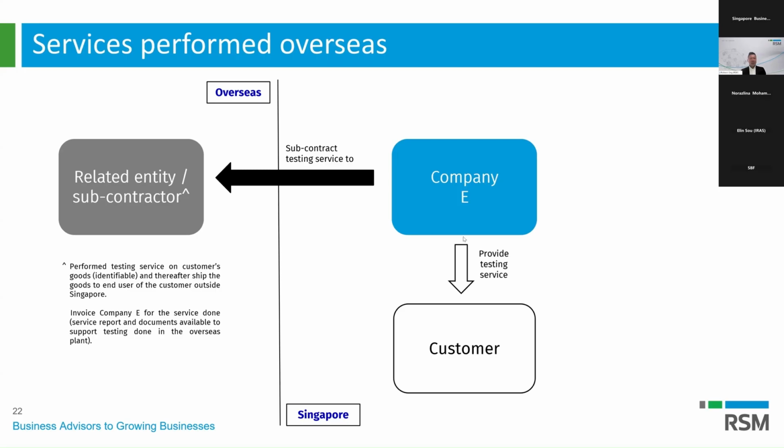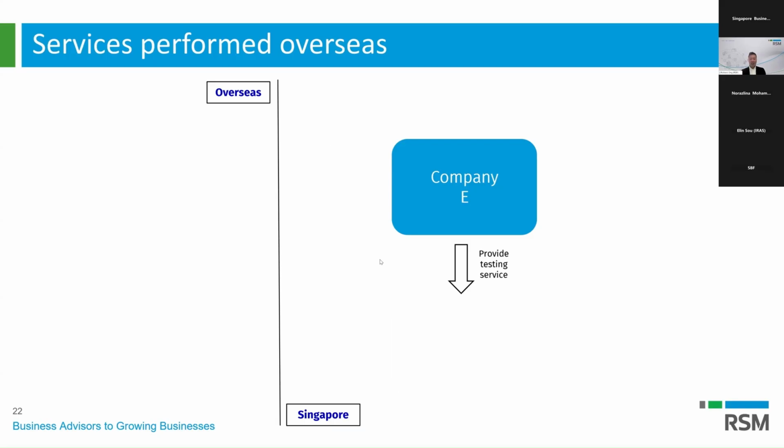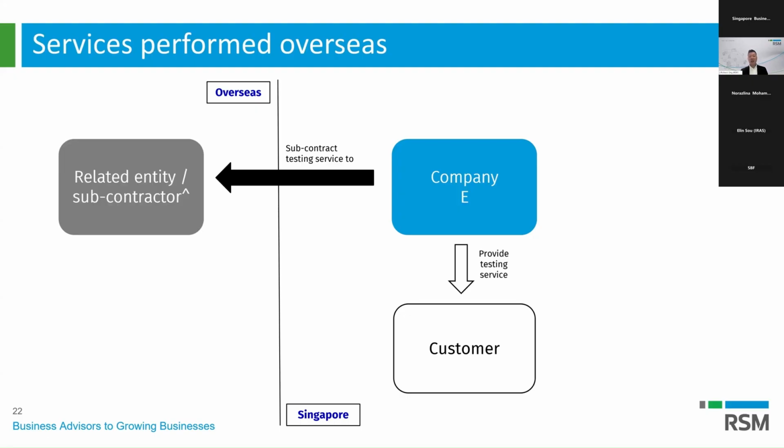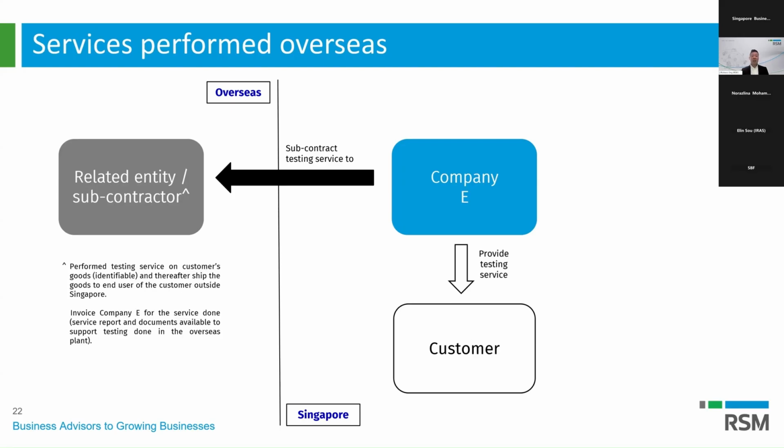Again, if you have followed what I shared earlier, just to recap: company E, a Singapore registered company with a belonging status, fixed establishment in Singapore, provides service to a Singapore customer. Because company E does not have the capability here, it outsources this to its related entity or subcontractor, and the customer's goods are shipped to the related entity or subcontractor's facility overseas for the services to be performed.